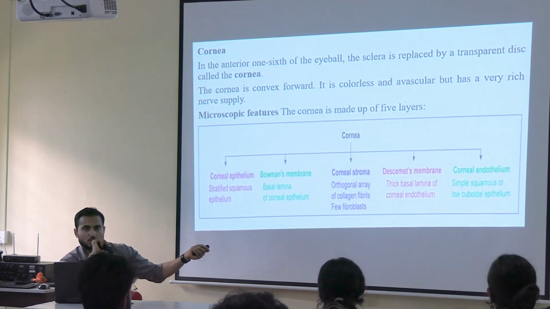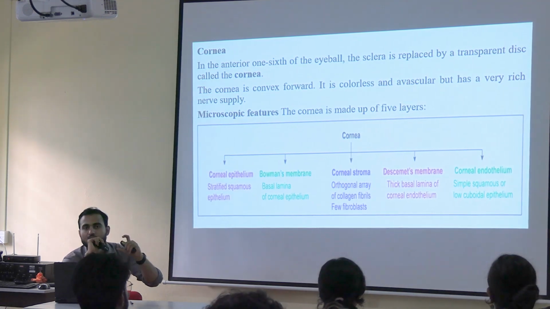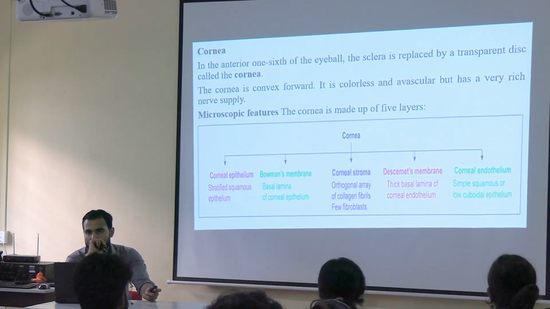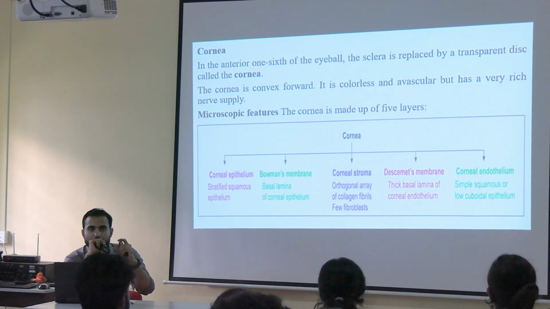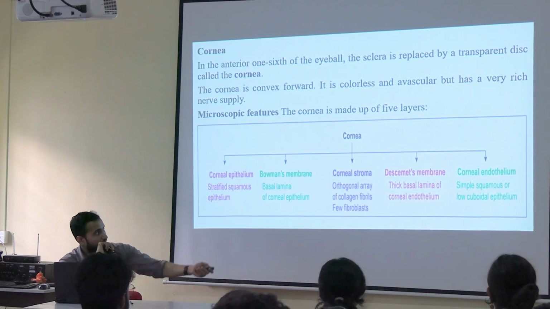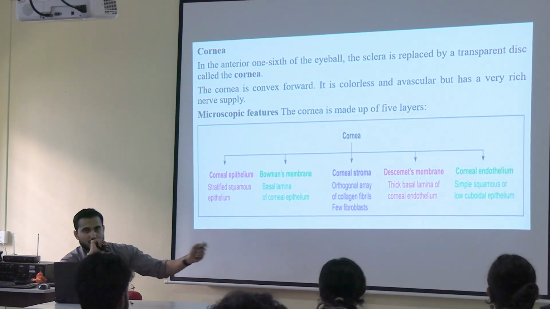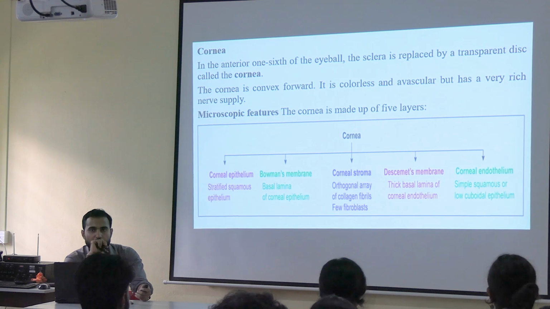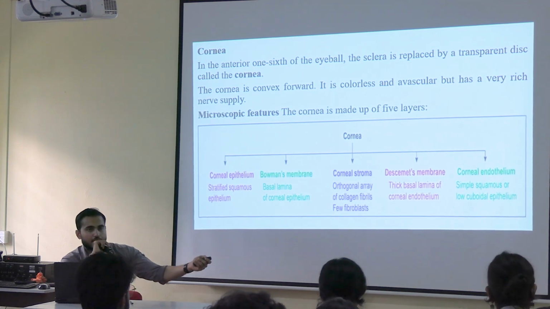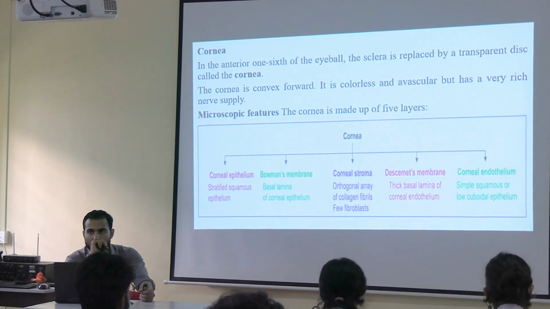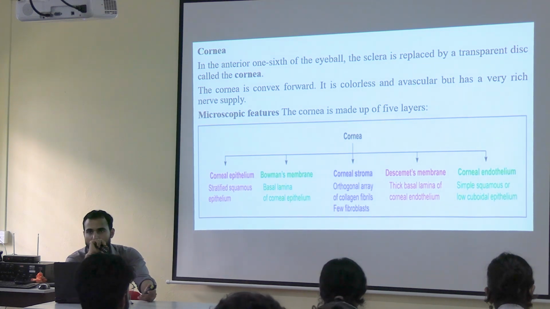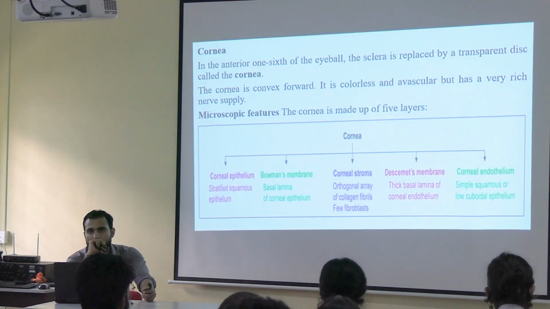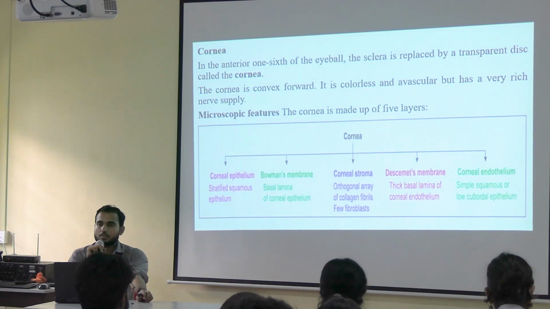Then the corneal stroma, which makes up 90% of the layers, that is most of the thickness, is made up of corneal stroma. Next, Descemet's membrane, which is a thick and true basement membrane. And lastly, the corneal endothelium, okay, not epithelium, it is endothelium. So these are the layers of the cornea. So we'll see one by one.